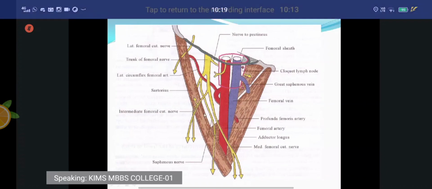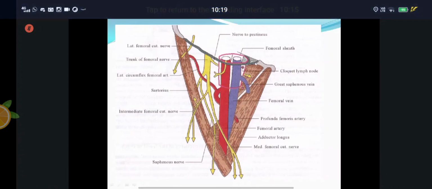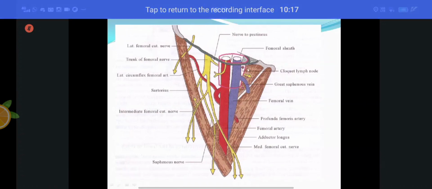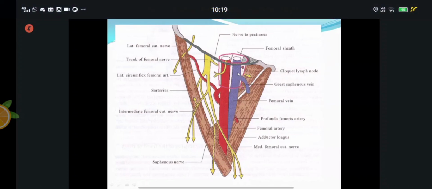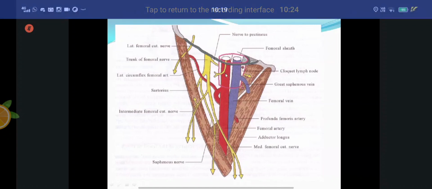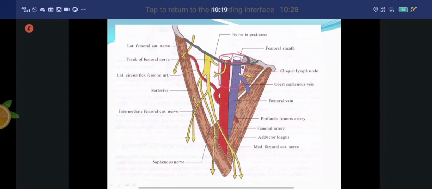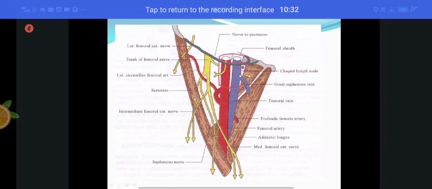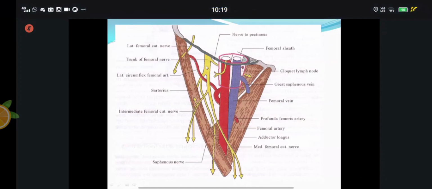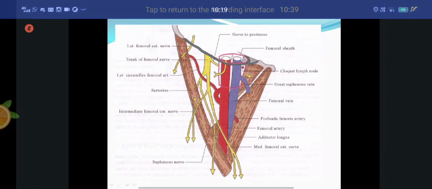So these are the boundaries of the femoral triangle, and the main contents of the femoral triangle are the femoral vein, the femoral artery, and the femoral nerve. From medial to lateral, the contents of the femoral triangle are the femoral vein, the femoral artery, and the femoral nerve, right?